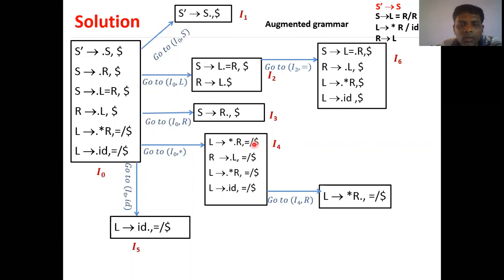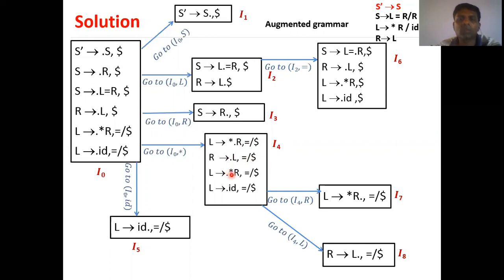Star R dot, the lookahead will be... Now I want to move the dot after this capital L. It will be generated like this. Okay, I8. Now I want to move the dot after this star. So what will be generated here? Derive star dot R, the lookahead will be the same. So I'll be going to move to the same state.